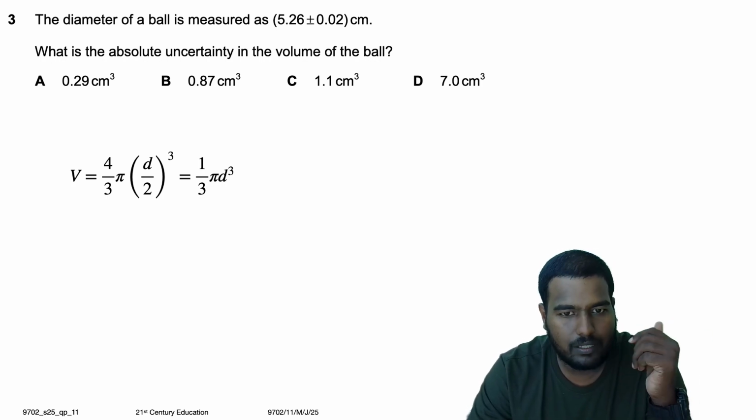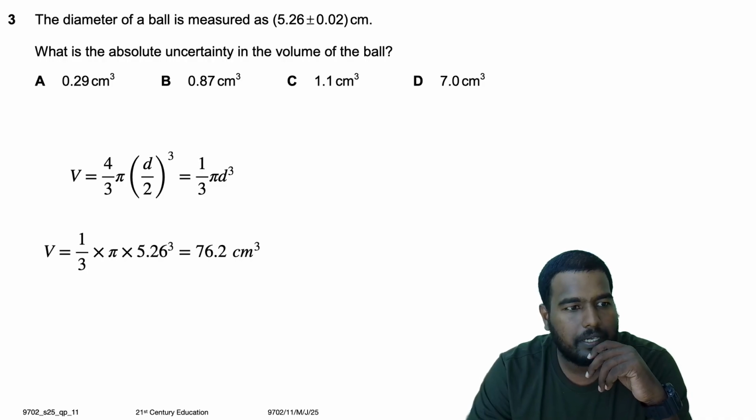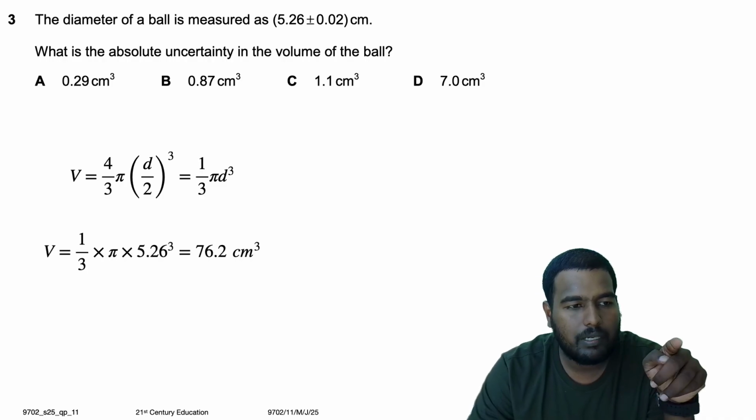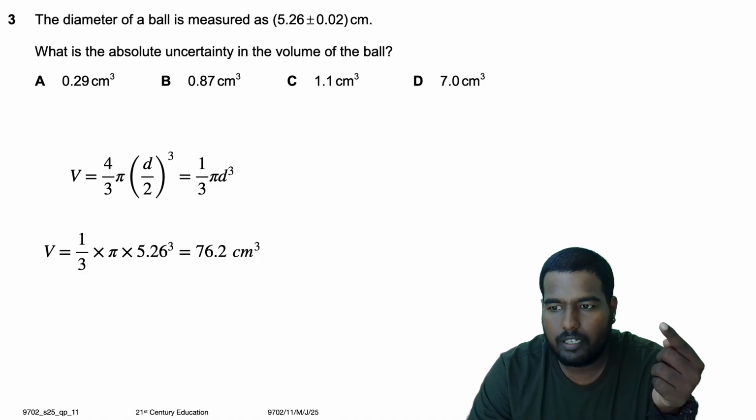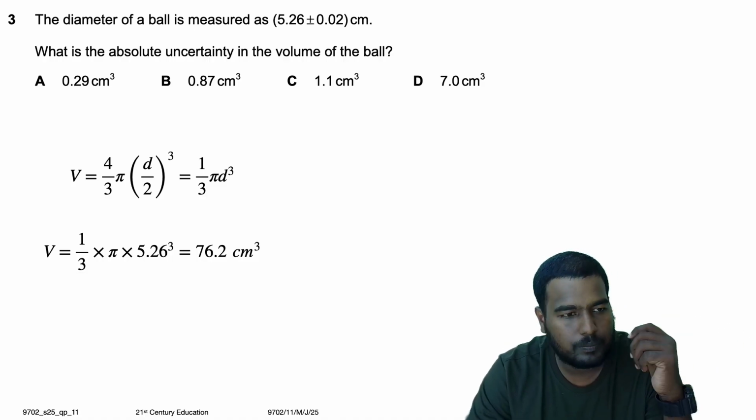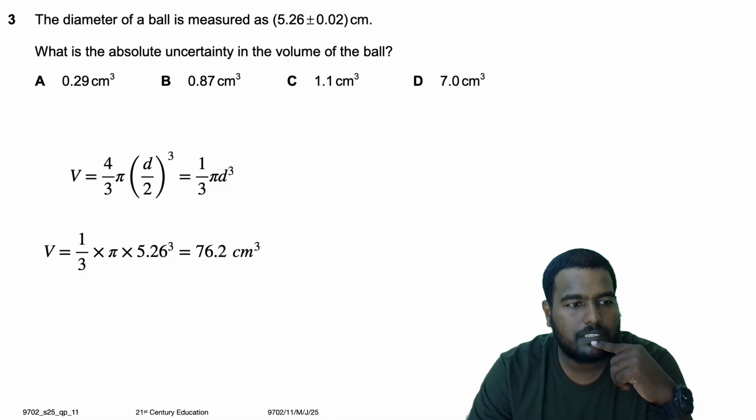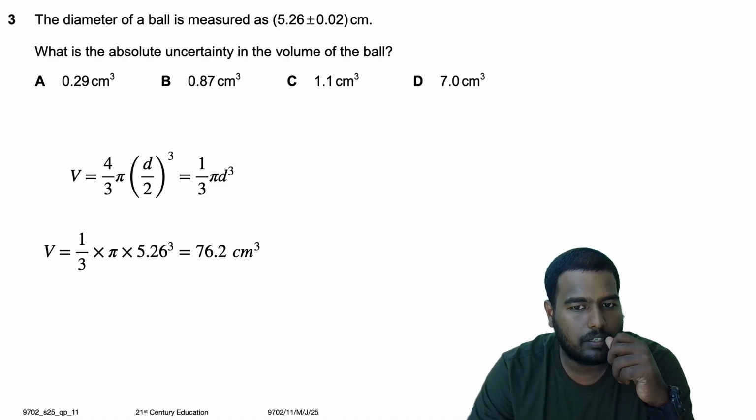Now we'll figure out the volume. So 1 by 3 pi 5.26 cubed. Remember, I didn't convert this into meters because, looking at the options, all of them are in centimeter cubed, so we do not need to convert into meter cubed. So the volume is 76.2 centimeter cubed.